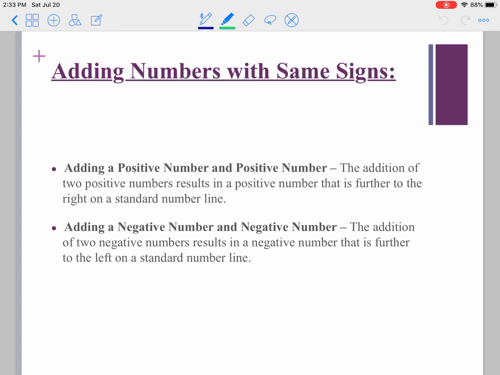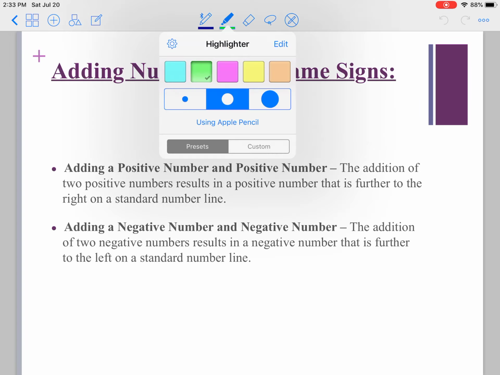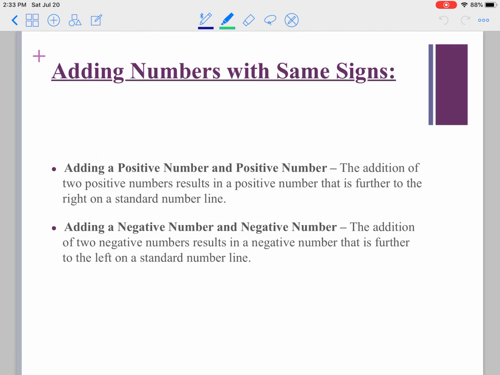Switching gears just a little bit, focusing on adding numbers with the same signs. If we're going to add numbers with the same signs, we have to look at all the situations where that might occur. Well, the first instance may be adding a positive and a positive. If we add two positive numbers, the result's going to be a positive number that is further to the right on the standard number line.